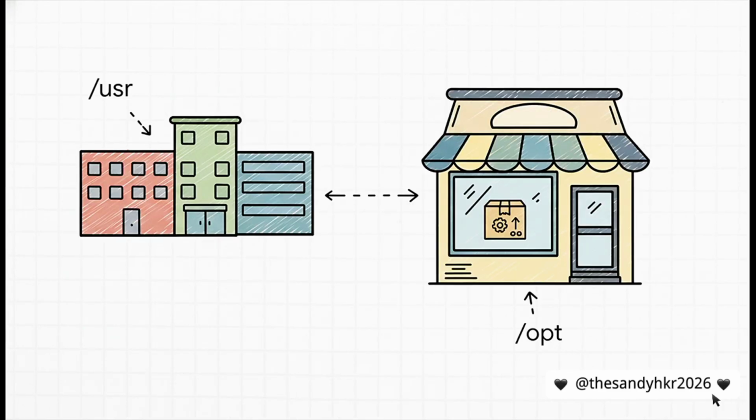But sometimes you get a third-party application that kind of likes to keep to itself. That's where /opt comes in. It's like a specialty boutique in our city. Software that gets installed here usually keeps all of its files in one single subfolder, which makes it really easy to add or remove without messing with the rest of the system.